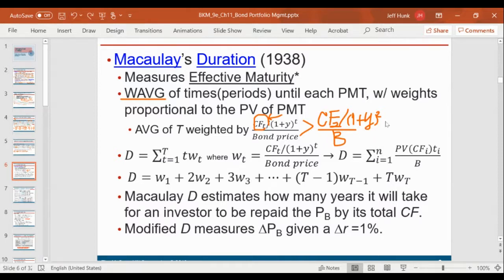So think about it. If this is one, t is one, right? This is simply the weight of the present value of the first coupon payment out of your entire bond price that you paid, which would be greater than present value of CF2, which would be greater than present value of CF3, right? Present value of CF3, right? And so on, right?